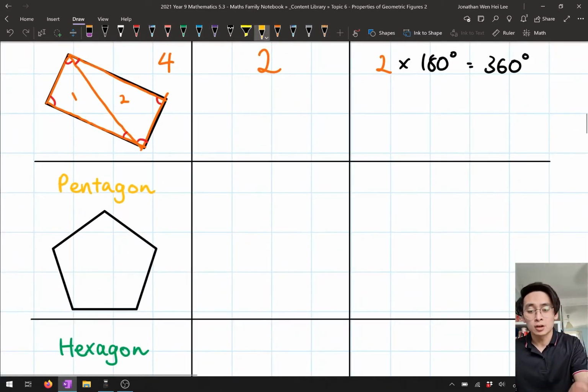The next one is a pentagon. Now, a pentagon has 5 sides, and hopefully you guys can see that. 1, 2, 3, 4, 5 here. Okay, and we want to figure out how many triangles are in this shape.